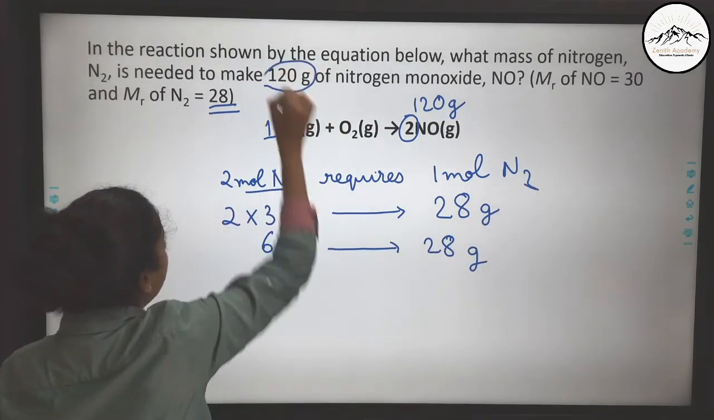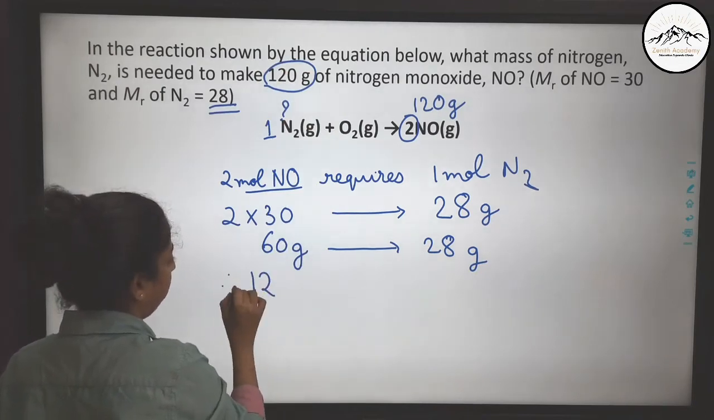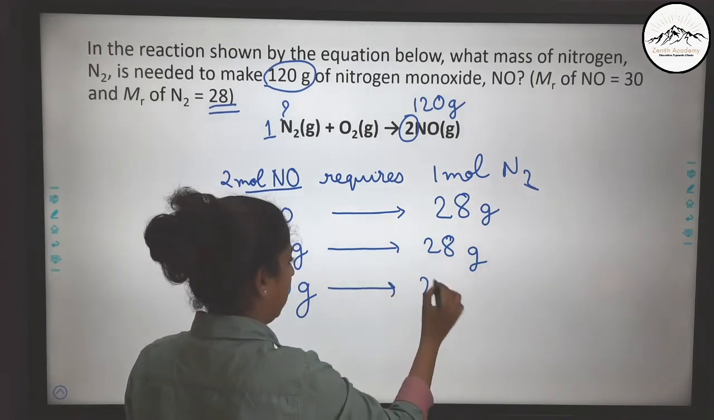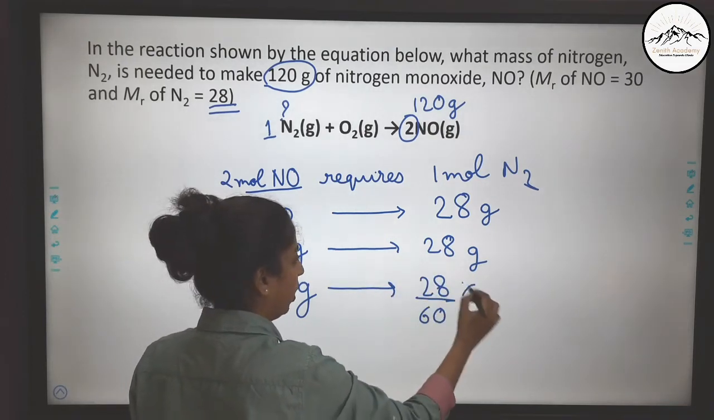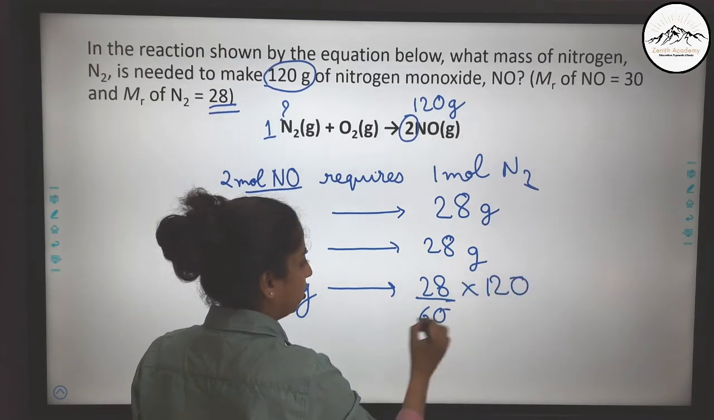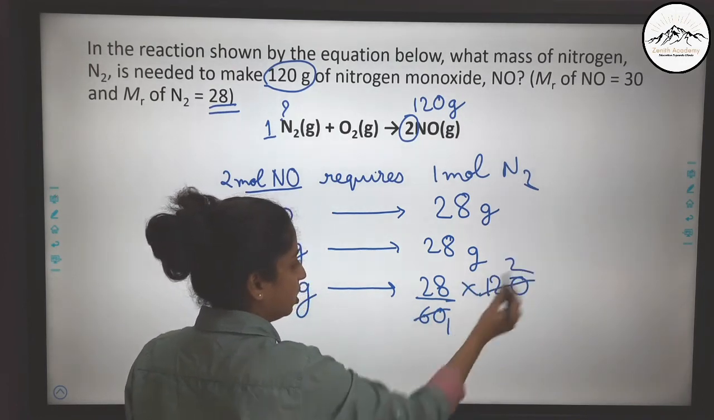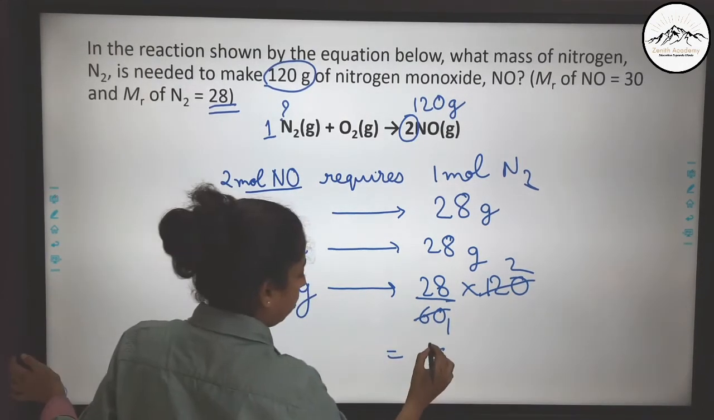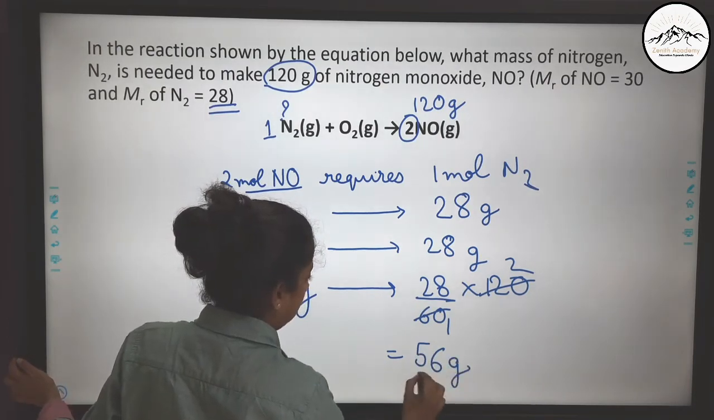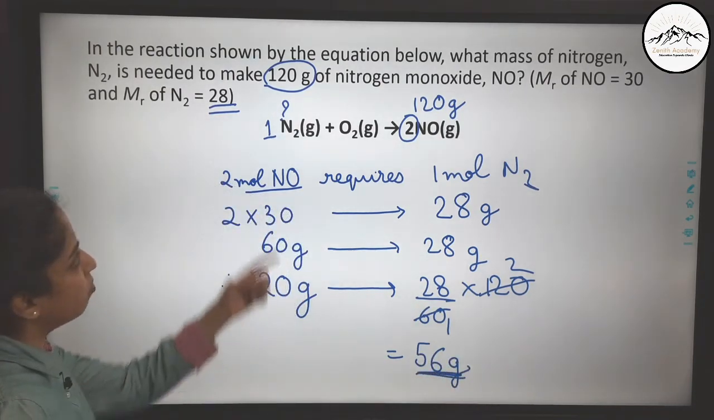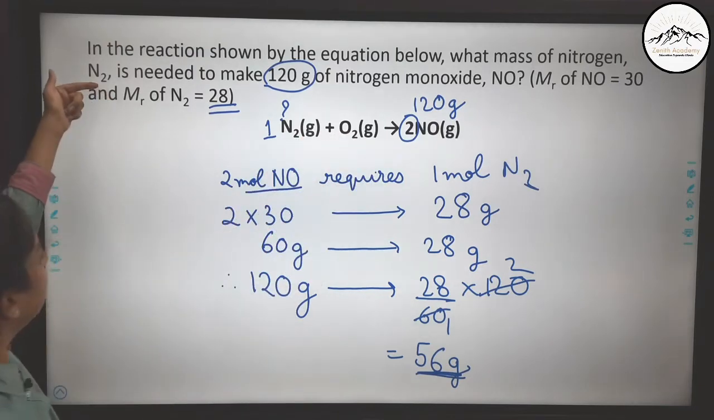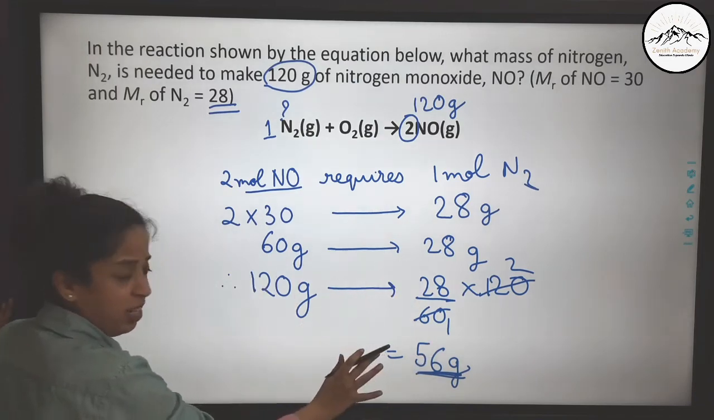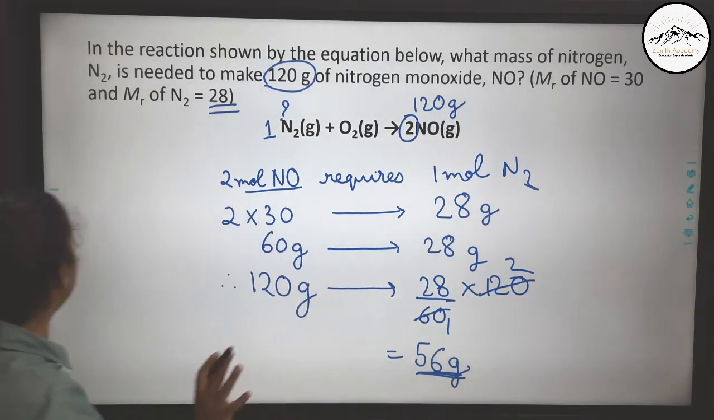Therefore in the question is 120. So therefore 120 gram of NO will be formed from how much nitrogen? 28 upon 60 into 120. Simple unitary method. 1 is 60, 2 is 120. 28 into 2 is equal to 56 grams. So 120 grams of nitrogen monoxide requires 56 grams of nitrogen. I hope this is very clear and very easy to understand. You don't have to remember any formulas here.